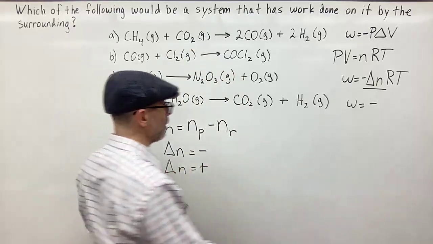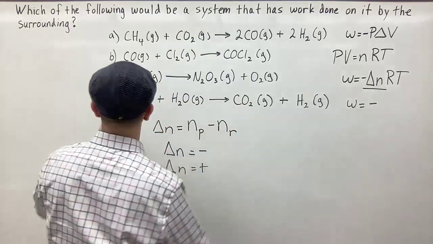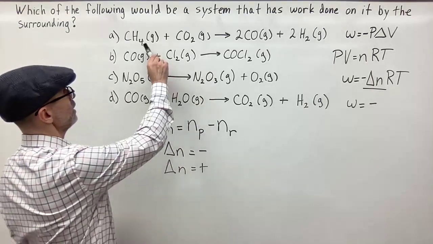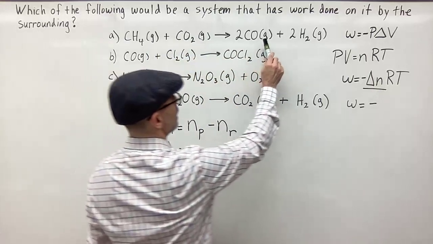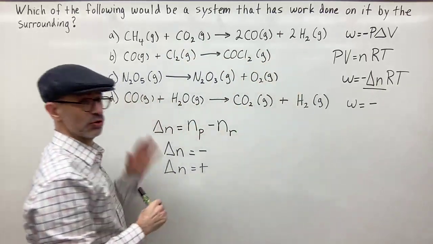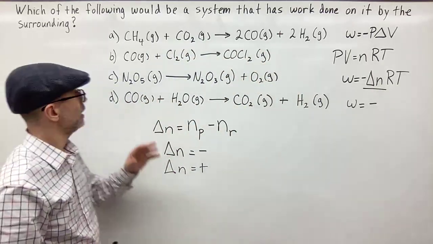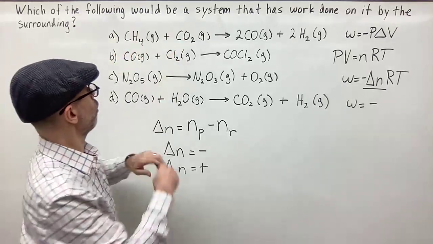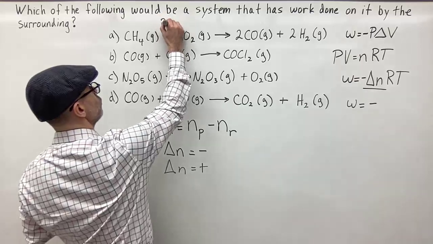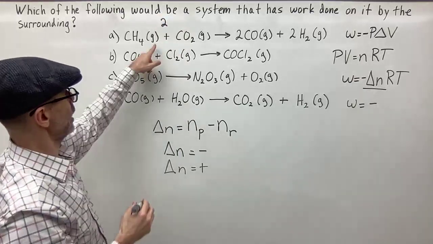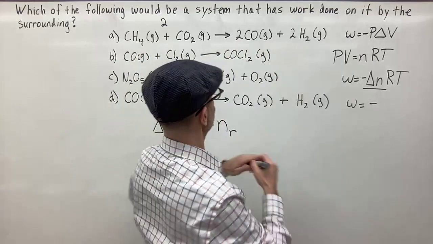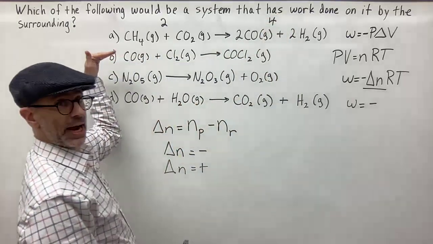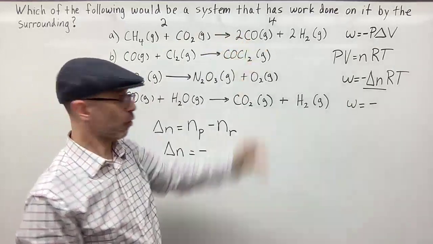Now with that in the background, we can go to these equations and say, okay, what's going on? Here we have a gas, a gas, a gas, and a gas, so they're all gases. Over here we have one, and we have one, so we have a total of 2 moles on this side. And here we have a 2 and a 2, so over here we have 4 total. So the reaction is going from 2 moles to 4 moles.